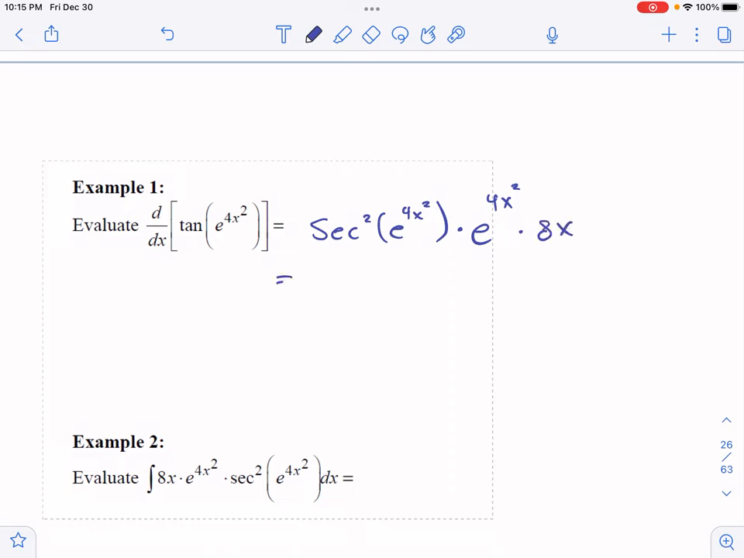So if we clean that all up, we might write it as 8x e to the 4x squared times secant squared of e to the 4x squared. So it's kind of this crazy derivative here. And notice down below, if I asked you to take the antiderivative of this function, you should notice that it's precisely what we see above. So I'm literally just undoing this process, and I'm going to write down its antiderivative, which is what we see here, plus a c.